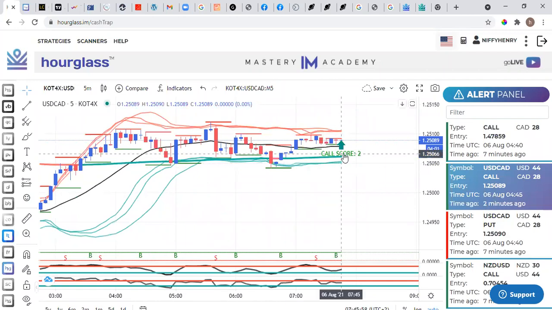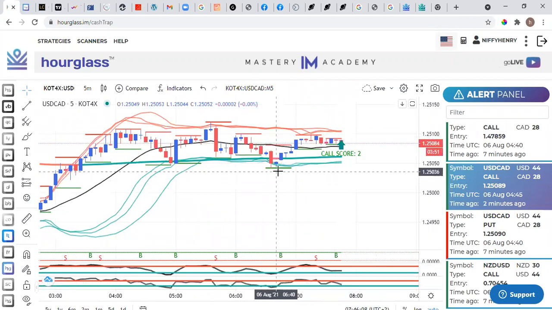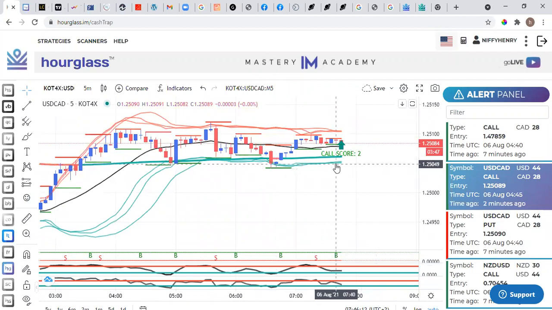Okay, and I'm seeing call, but the score is low. Though I might just do some other confirmations myself if I want to, go for it. Okay, has it touched the support line? No. Is it touching the Bollinger Band? No. You see, it's not a good trade.